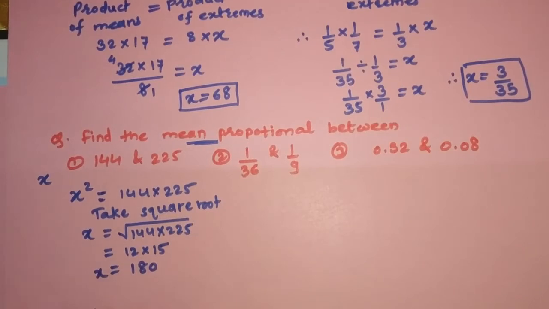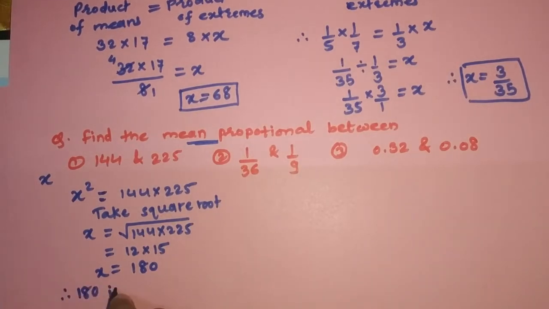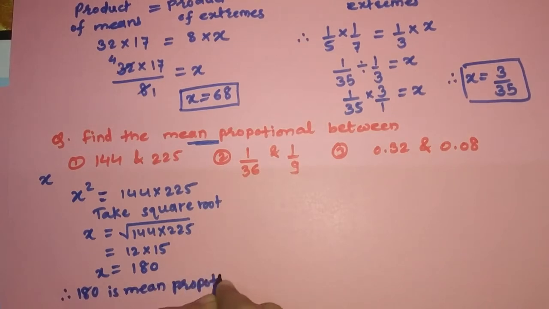So friends, here 180 is what? Mean proportional between. Therefore we can write 180 is mean proportional between 144 and 225.